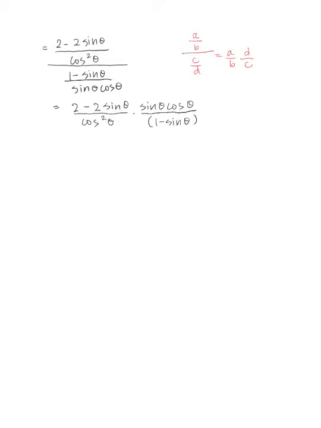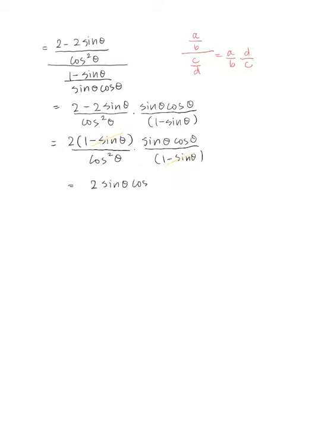Okay, all right. So, let's factor the 2 out from the numerator. So here you're going to get 2 times 1 minus sine of theta over cosine squared, multiplying here by sine cosine over 1 minus sine of theta. Oh look, we can cancel the 1 minus sine of theta. Kill. Alright, so then what do we have left over here? So this is 2 sine cosine over cosine squared.